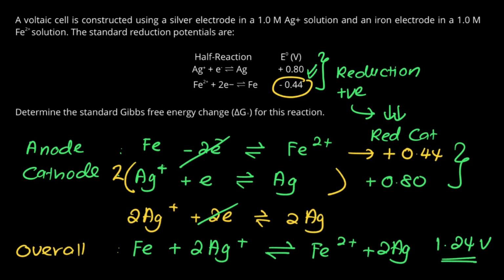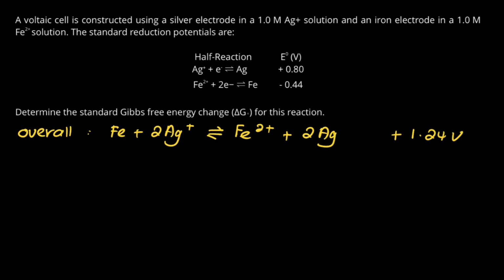Alright, so if we look back at the question, it asks you to calculate the standard Gibbs free energy. So this is not the final answer just yet. We need to find delta G. So delta G is equivalent to negative n F E node cell. Basically, what is your n? Your n is the number of electrons just now, so we have canceled out 2 moles of electrons.